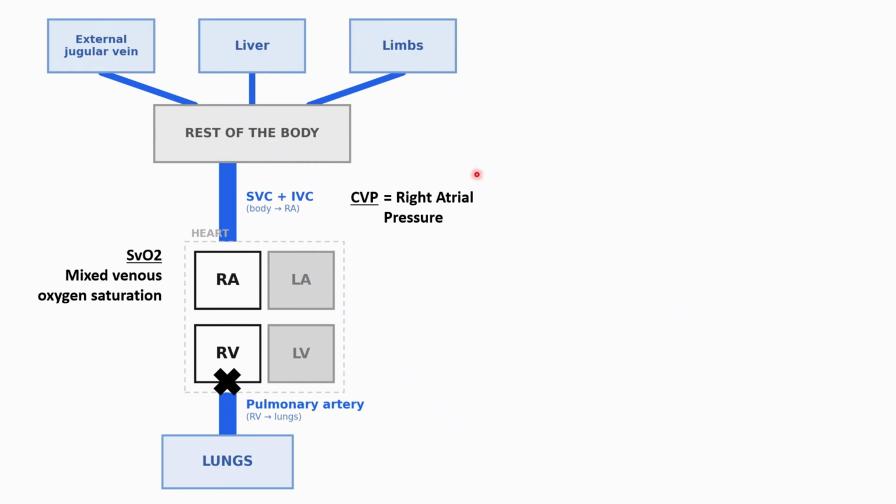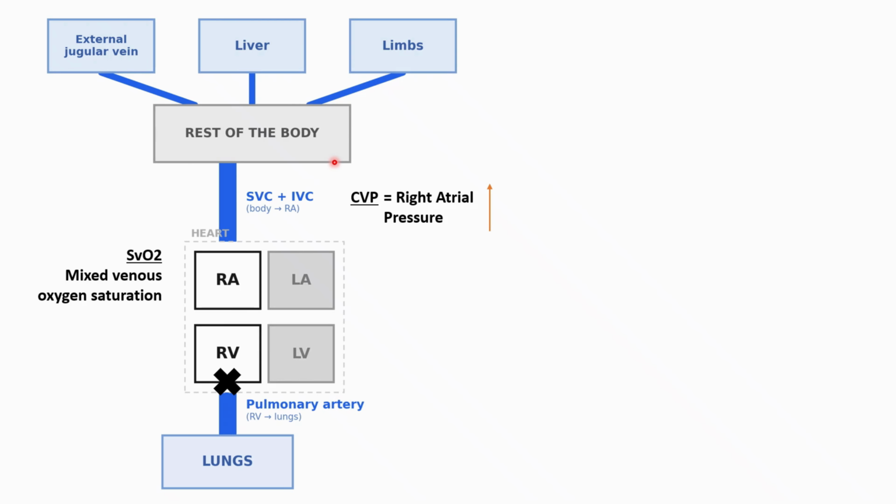So what will happen to right atrial pressure? Right atrial pressure will rise. Central venous pressure will rise. So pressure in the SVC will rise. All this pressure will again back up to the rest of the body.